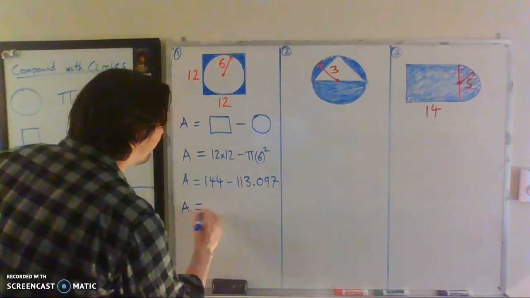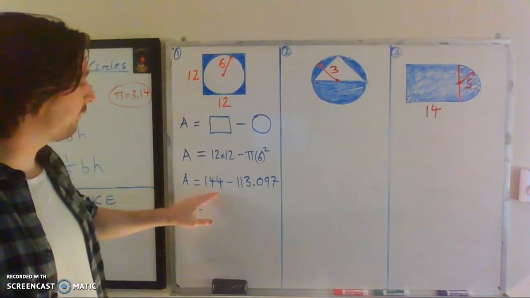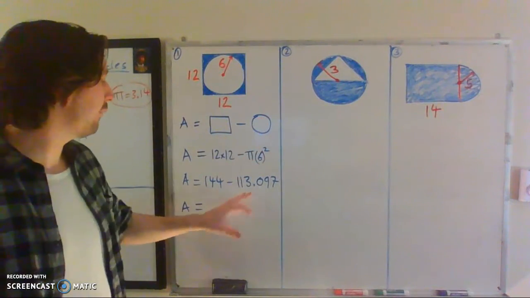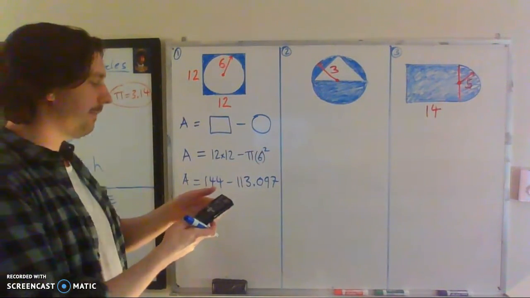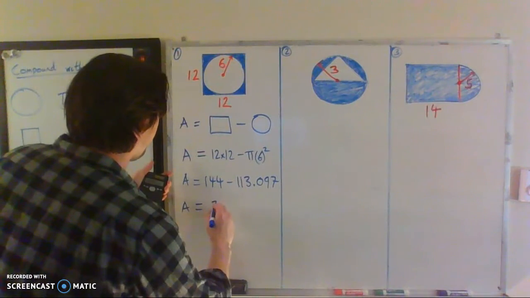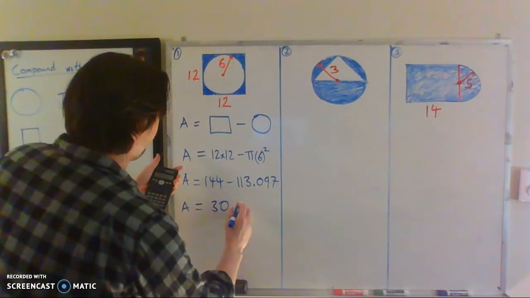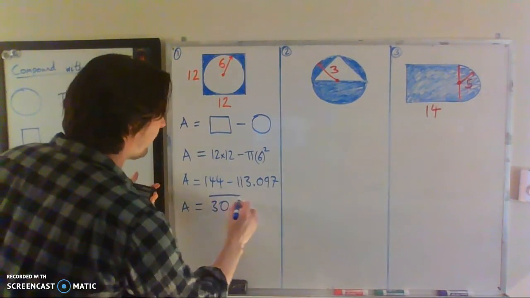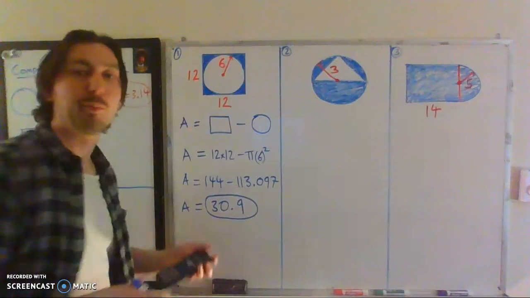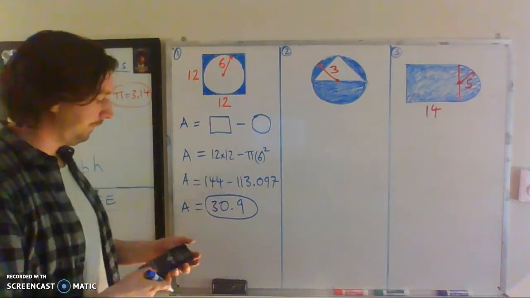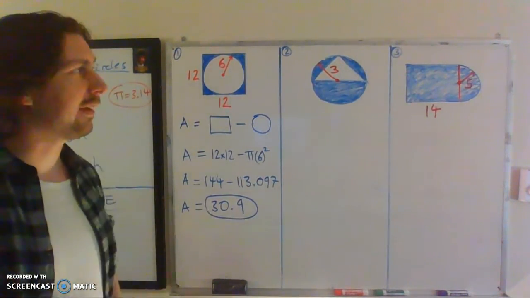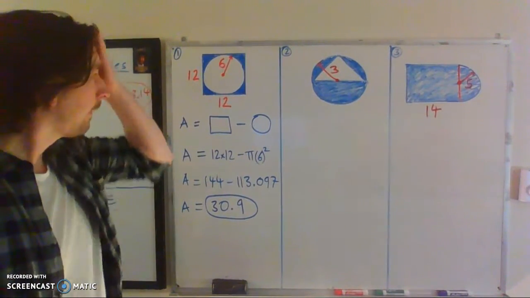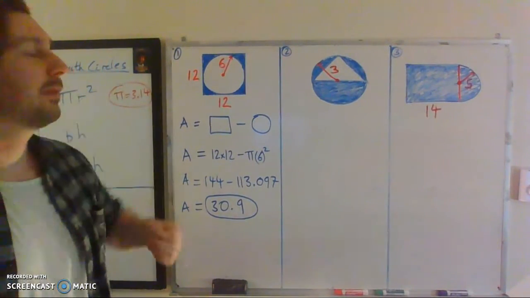And then I subtract them. Area of the square is 144, area of the circle is 113. If I subtract those, 144 take away that, I'm left with 30.9. I'm just going to round it to 1 decimal place at the end, okay? So that's how we do a question like that. And they come up quite a lot in different tests and things. So let's do something quite similar here.